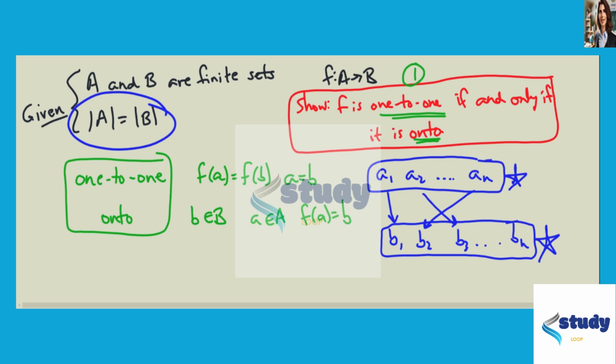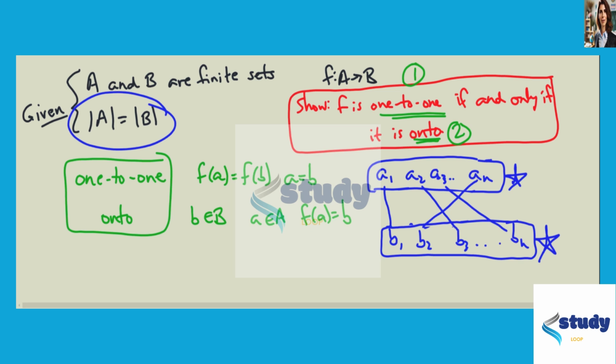Now, what if it is onto? Well, if it is onto, I'm going to remove my little arrows here. Okay, now let's say that it is onto. The definition of onto says every single b comes from somewhere. So for every b, I could draw a line up to one of these. We'll call that a sub 3.